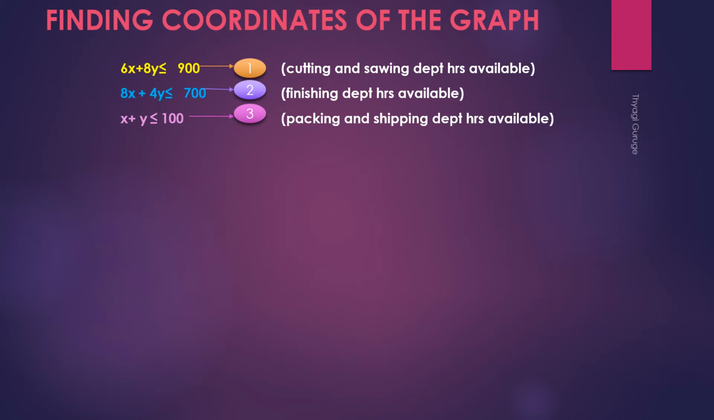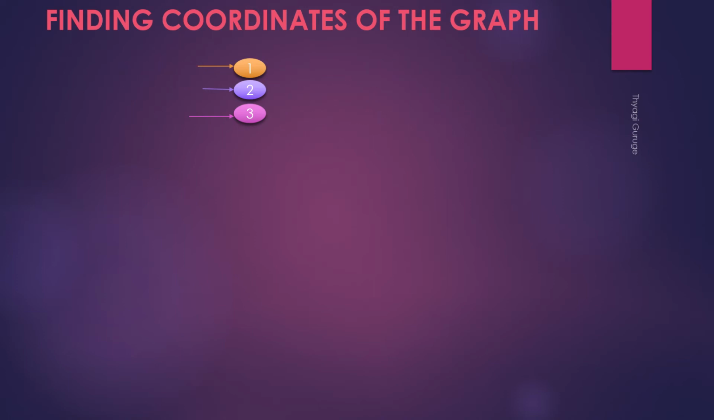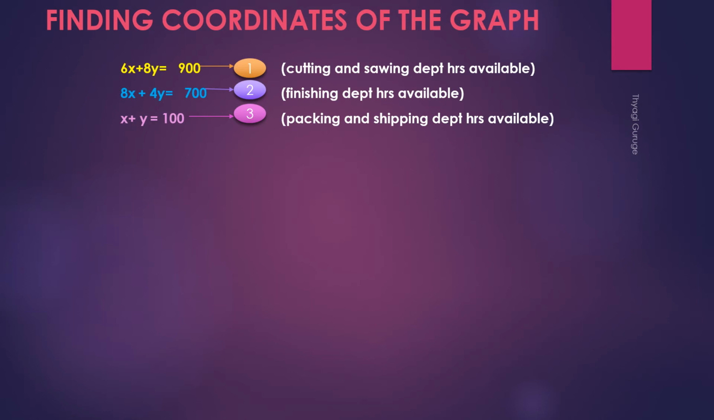However, in linear programming, based on the assumption of linearity, we are assuming that all the resources are used in an equal proportion. Therefore, we are going to remove this less than or equal sign and replace it with the equal sign. Now, we can solve the equations to find the coordinates.